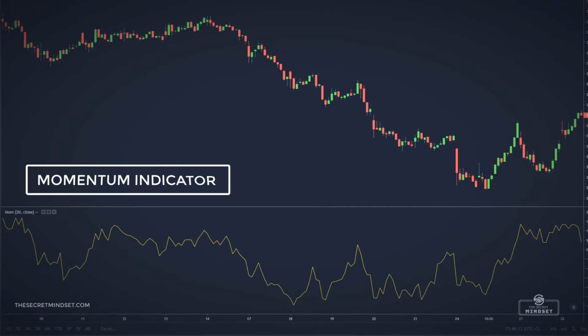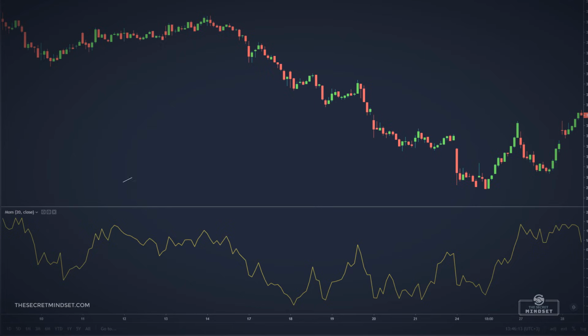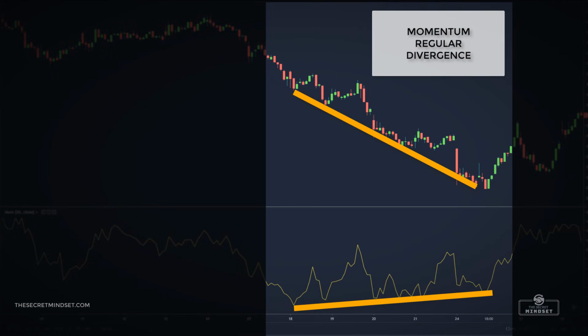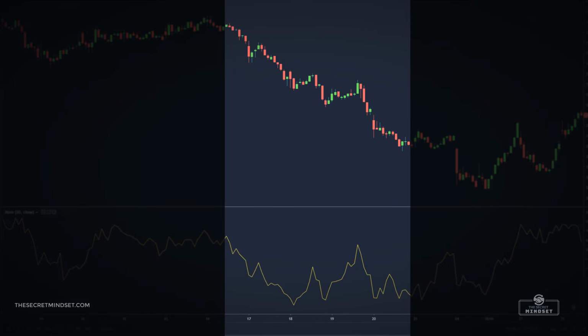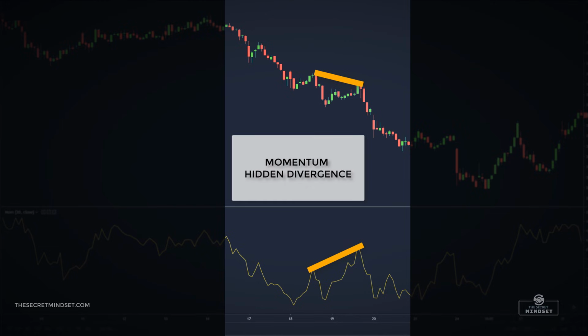Also, the momentum indicator can also generate decent divergence signals. Here we have a regular divergence signaling the end of the trend, and here we have a hidden divergence indicating a continuation of the trend.